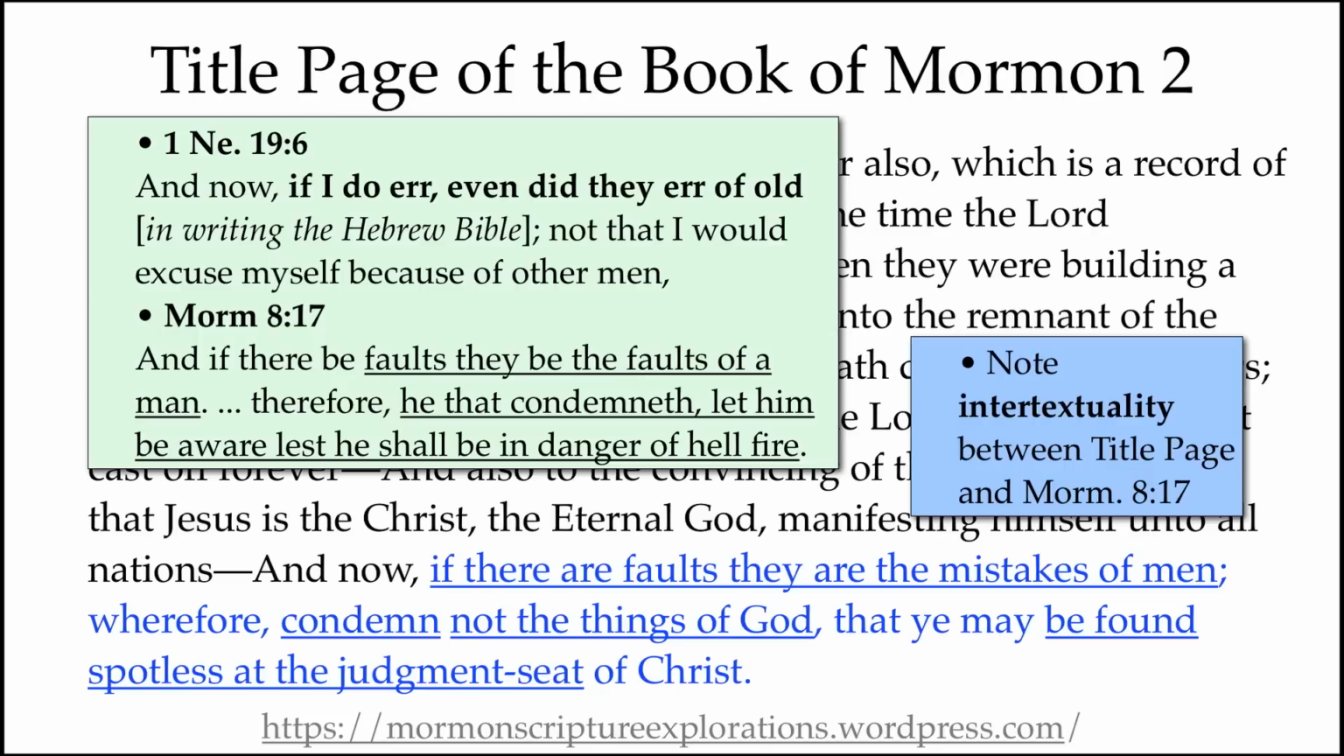And that's an important idea that we need to remember when we're trying to read and understand the Book of Mormon. Finally, Mormon 8:17 has an interesting passage. I've underlined the phrases there that are paraphrased in the title page. It essentially says the same thing. If there be faults, they are the faults of a man. If there are faults in the title page, they are the mistakes of men. You're not supposed to condemn the book or condemn God, or you will be in danger of hellfire, or if you don't condemn it, you can be found spotless at the judgment seat. So the exact ideas there are paraphrased between those two passages.